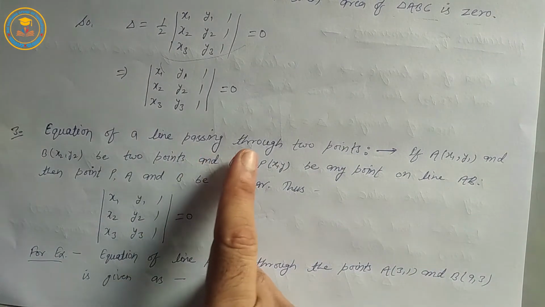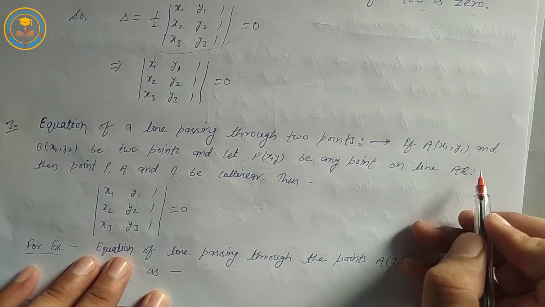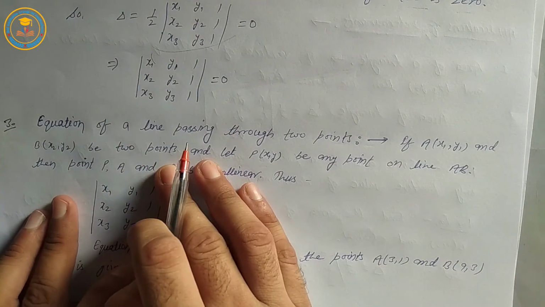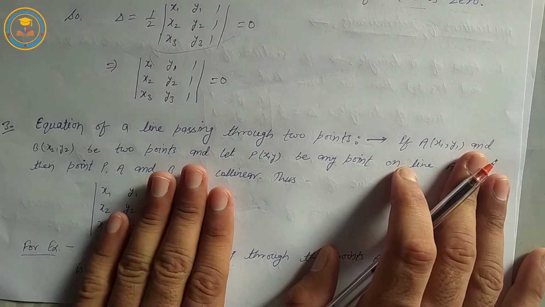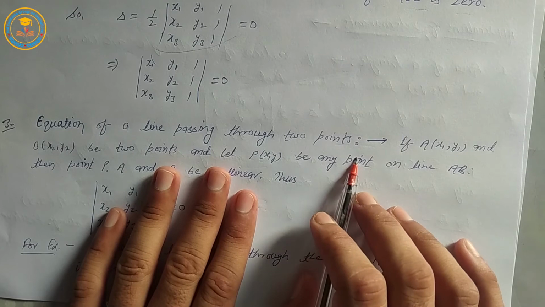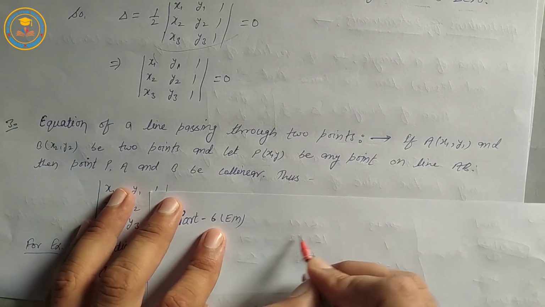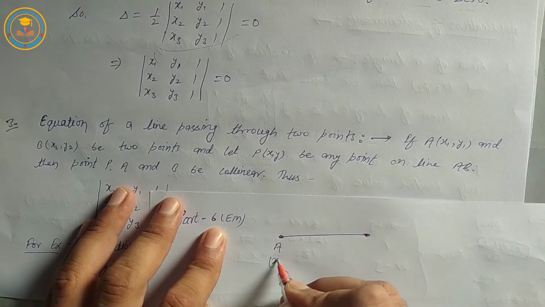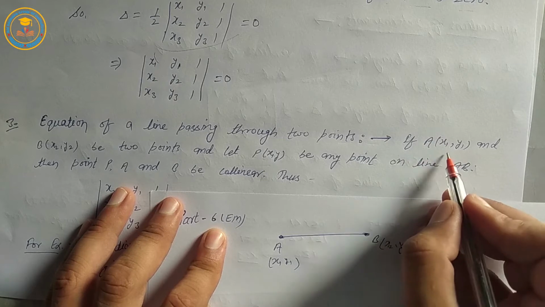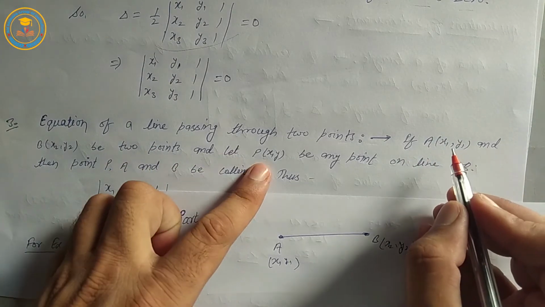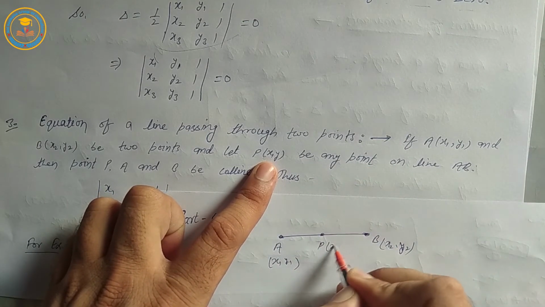Third application: equation of a line passing through 2 points. If A(x1, y1) and B(x2, y2) are 2 points, and let P(x, y) be any point on line AB, then point A is (x1, y1), point B is (x2, y2), and P is (x, y).